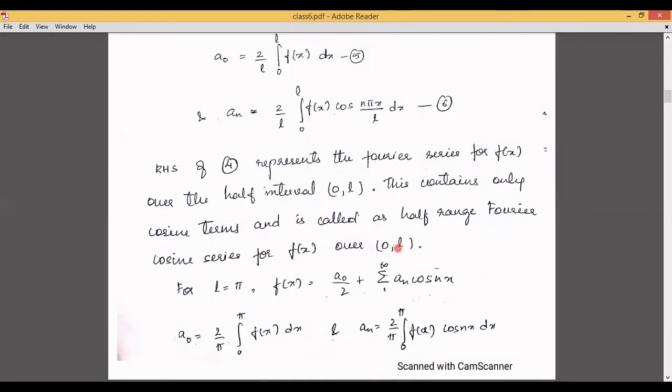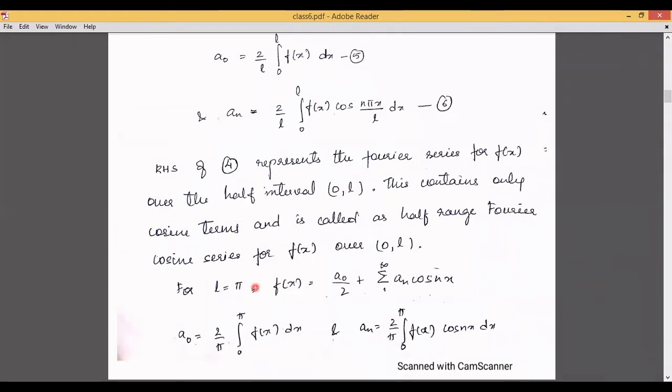Okay, if you want to write the Fourier cosine series for the interval 0, pi, you need to just replace L by pi. For L equal to pi, you have f of x is equal to a naught by 2 plus summation n equal to 1 to infinity a n cos nx, because n pi x by pi will be just nx, and where a naught and a n, here also you should do the changes accordingly. You should replace L by pi.